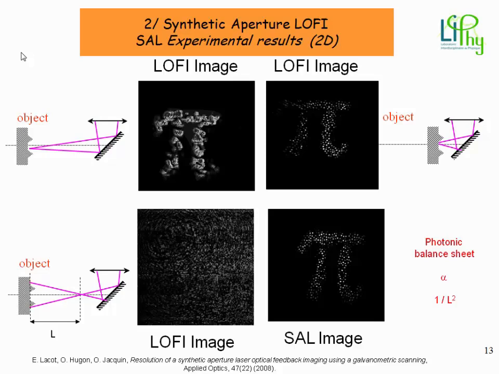And due to this drawback, the LOFI synthetic aperture setup is very sensitive to parasitic optical feedbacks coming back from the different optical elements of the target. And therefore, to increase the LOFI sensitivity, we need to reduce the effect of the parasitic optical feedback.